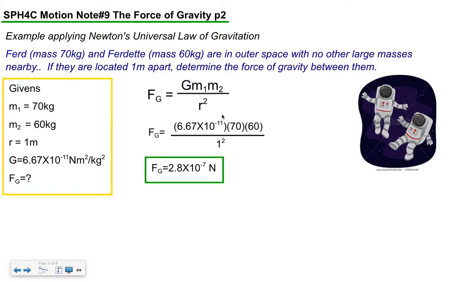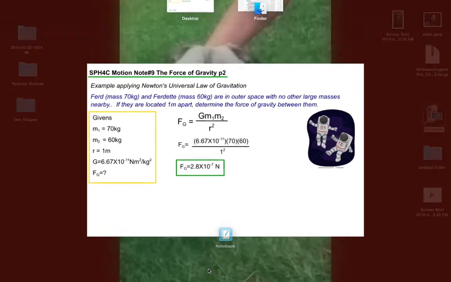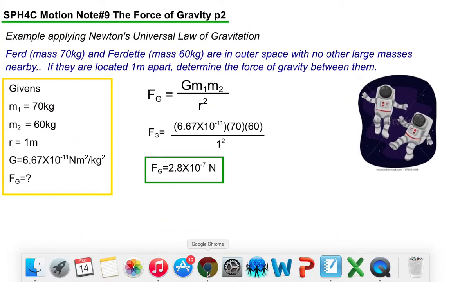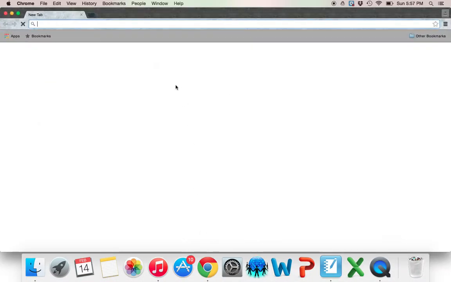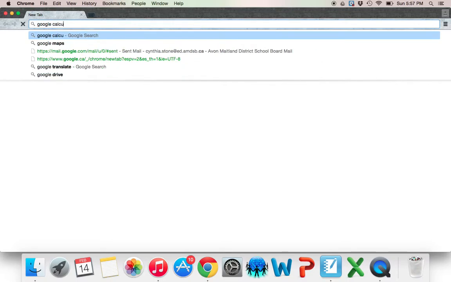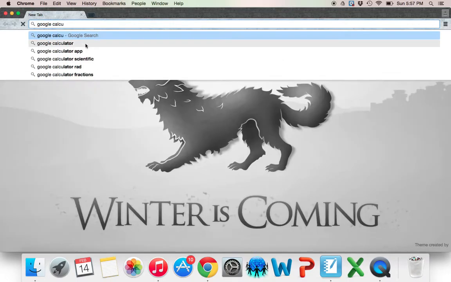And so using this equation then, I really suggest you try it in your calculator, because putting this in your calculator is not an easy thing. Maybe I'll quickly try to do this on the Google Calc here. One sec. 70 and 60. So I'll just go to Google Calculator and I'll show you how I would do this.